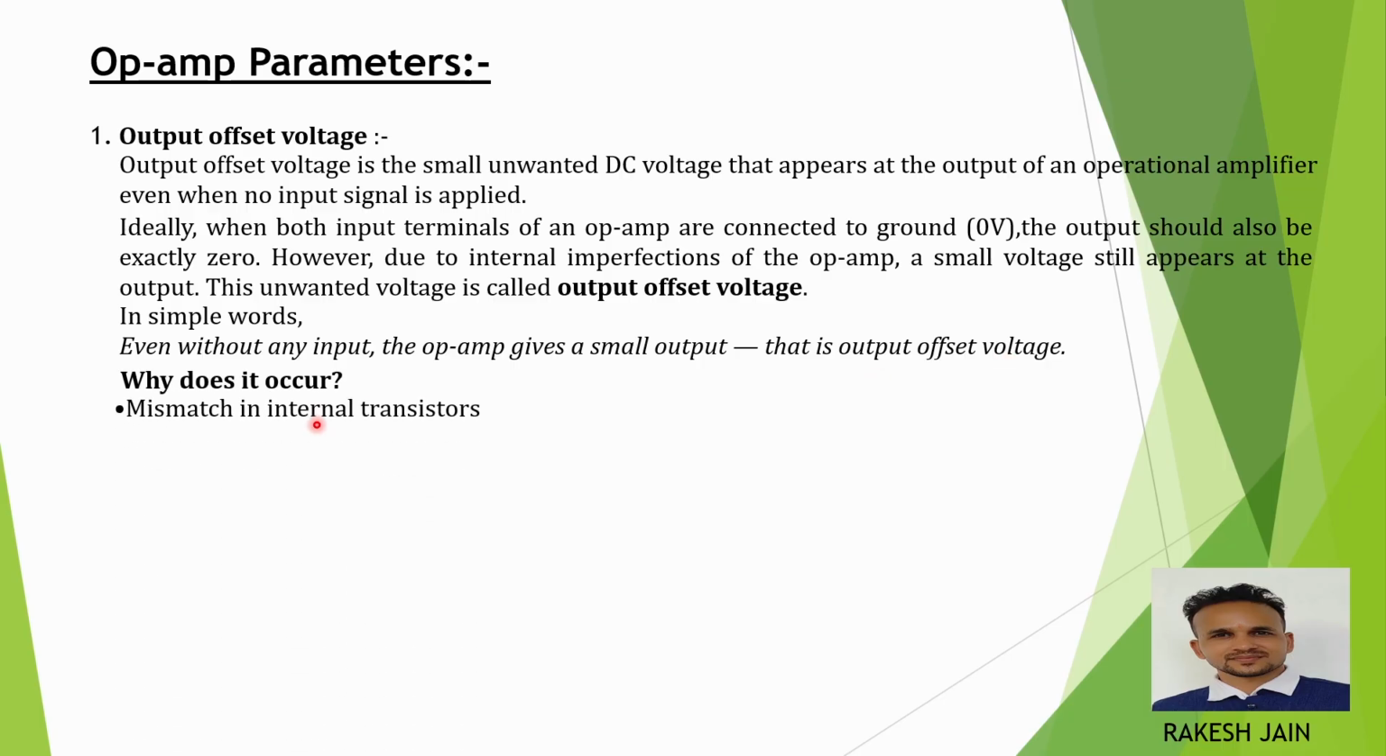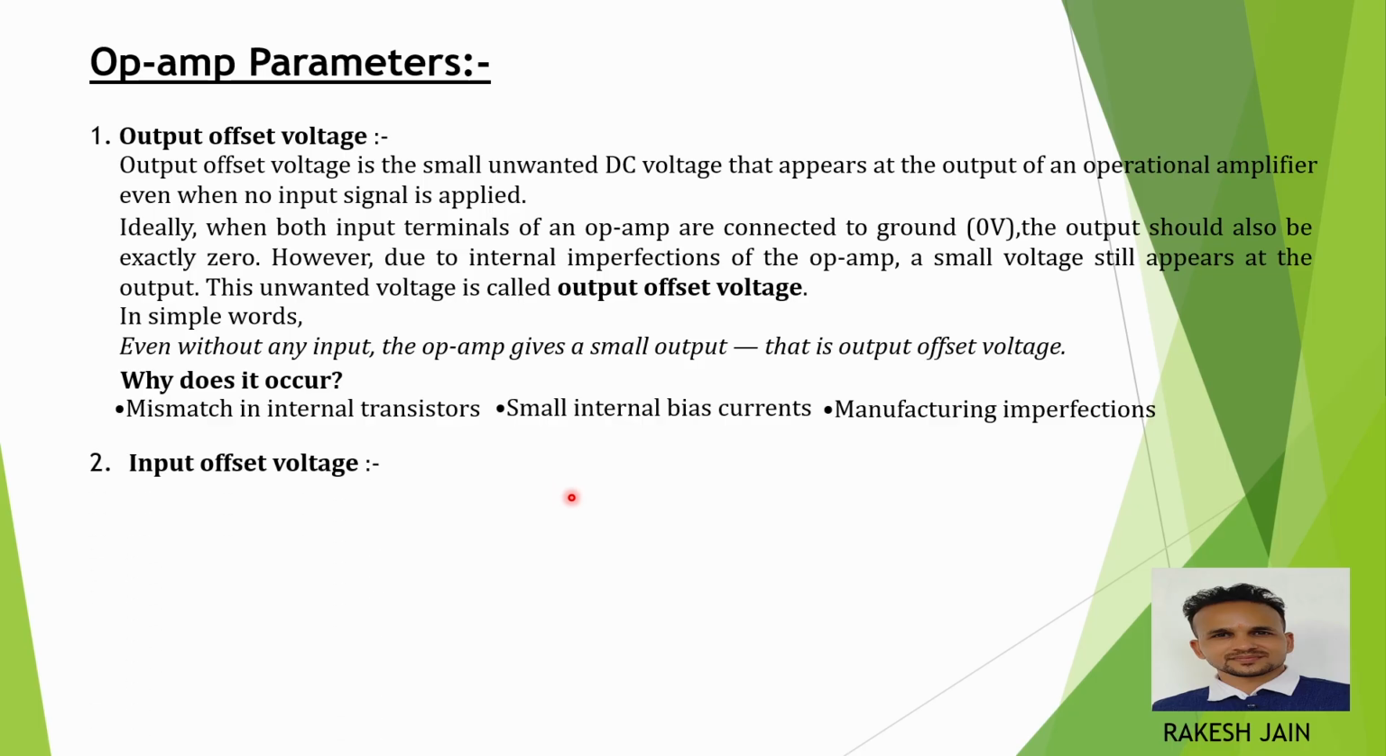Why does it occur? Because of the mismatch in internal transistors, small internal bias currents, and manufacturing imperfections. So in a nutshell, we can say output offset voltage is that voltage when we do not provide any input to the operational amplifier, still due to mismatch in internal transistors, small internal bias currents, manufacturing imperfections, there is some output voltage present. That output voltage without any input is known as output offset voltage.